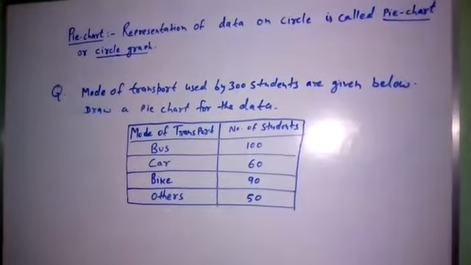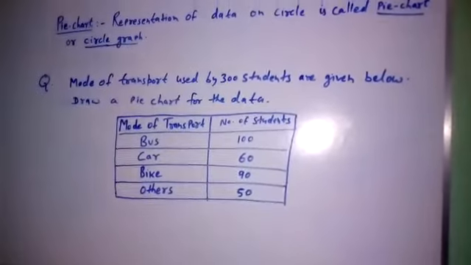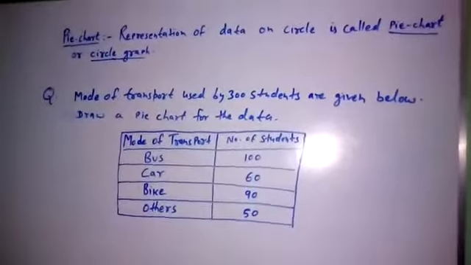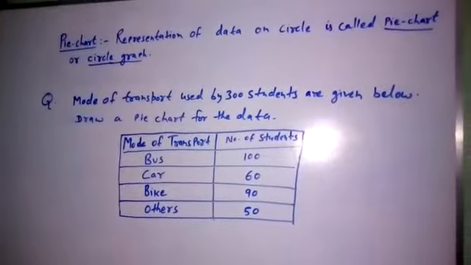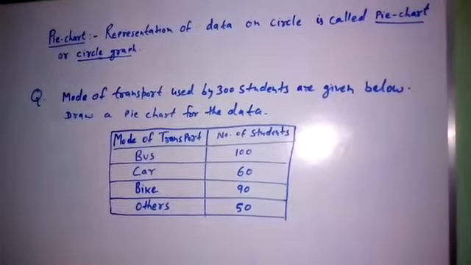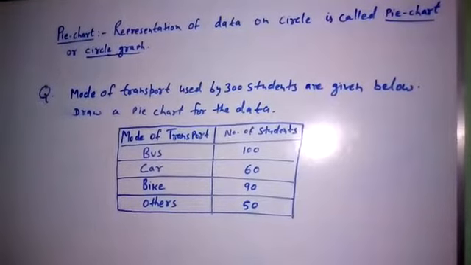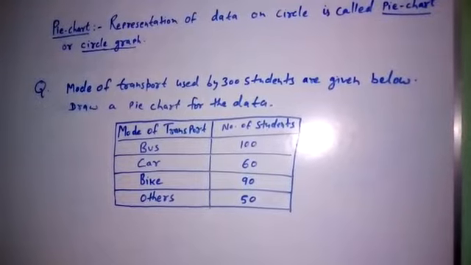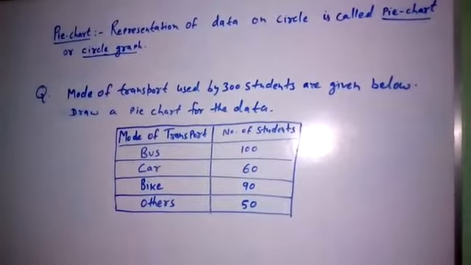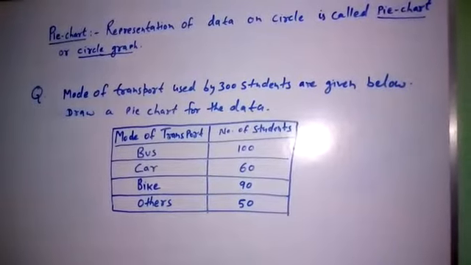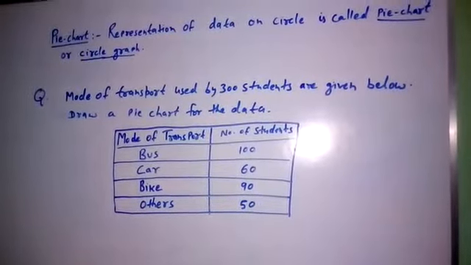or in the form of sectors of the circle. Understood? So let us see how we will draw a pie chart from given information of the data. See the question. Mode of transport used by 300 students is given below. Draw a pie chart for the data.